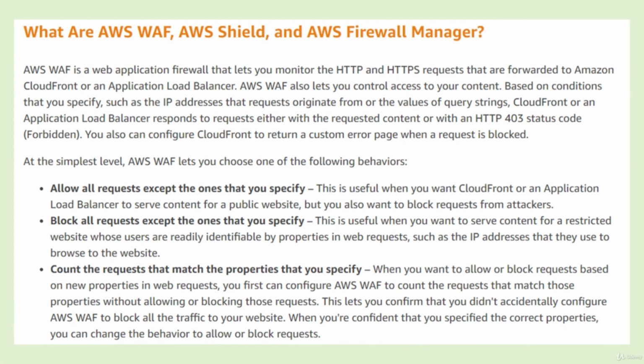You can choose from one of the behaviors: allow all requests except the ones that you specify. You could also choose to block all requests except the ones that you specify. You could count the requests that match the properties that you specify. You could use these three kinds of behaviors for different purposes based on your requirement.